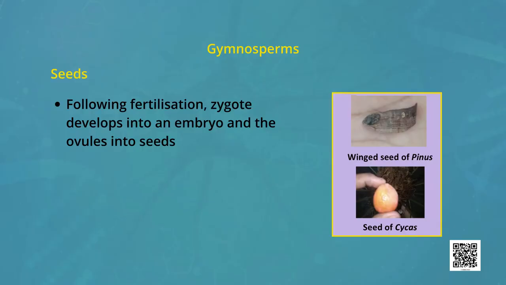So, what do you think happens after fertilization? After fertilization, the zygote develops into an embryo. The embryo gets its nutrition from endosperm, which is developed way before fertilization. These seeds are naked. They are not covered by any fruit. Sometimes the seeds are winged, as you can see in the given picture. The mature cones open up and seeds are blown away by the wind. However, in the case of cycas, wings are absent.